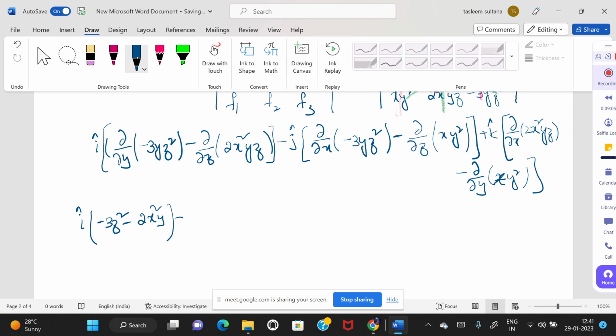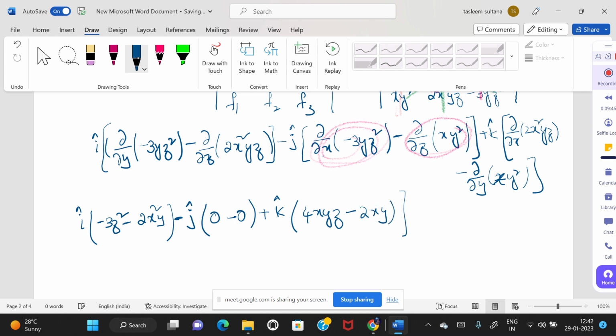Then next minus j vector. With respect to x you have to do. There is no x term in this one, so completely it will vanish. So it's 0, then minus. With respect to z you have to do. Even in this term there is no z term, so that is also completely equal to 0. Then plus k vector of, with respect to x you have to do, so 4xyz, then minus, now here you have to do with respect to y, so minus 2xy. This is your term.